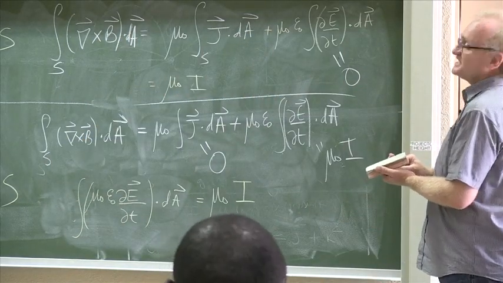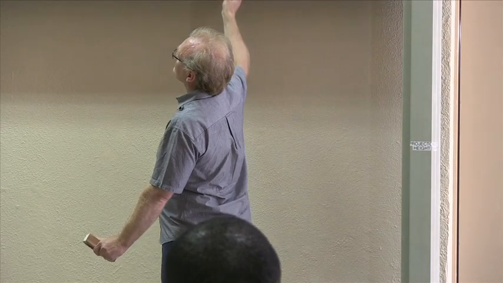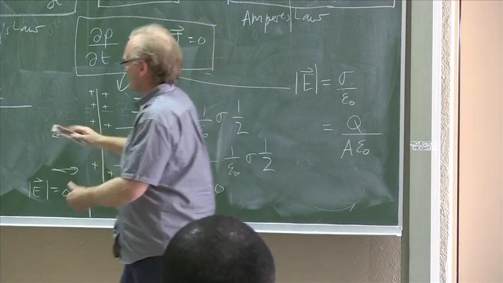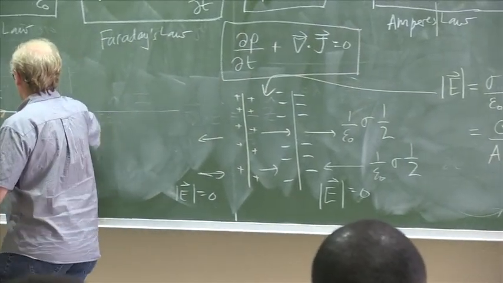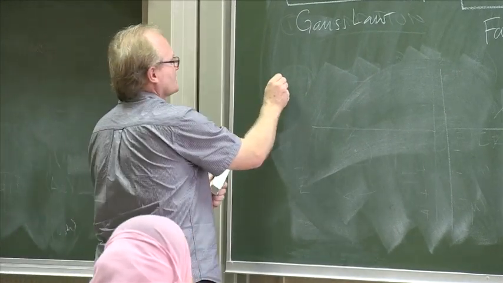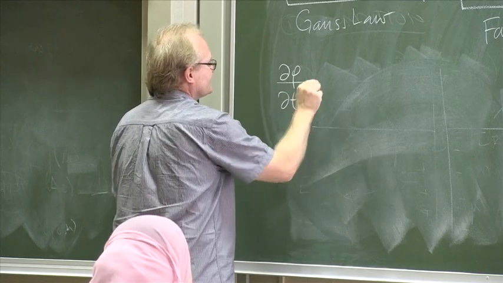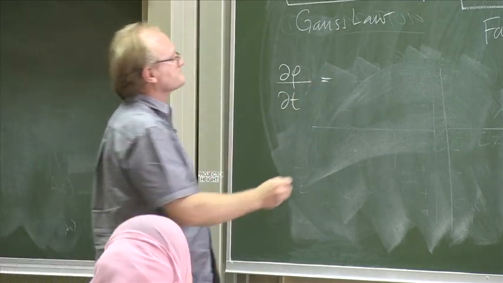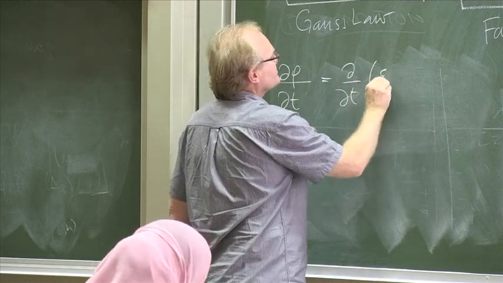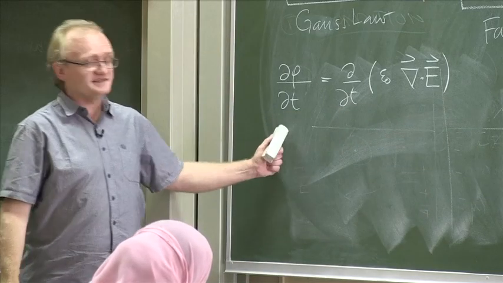Now, let's check charge conservation. So let's work out what is d rho dt. So this is equal to d by dt of epsilon naught divergence of E. When I write this, what have I used?